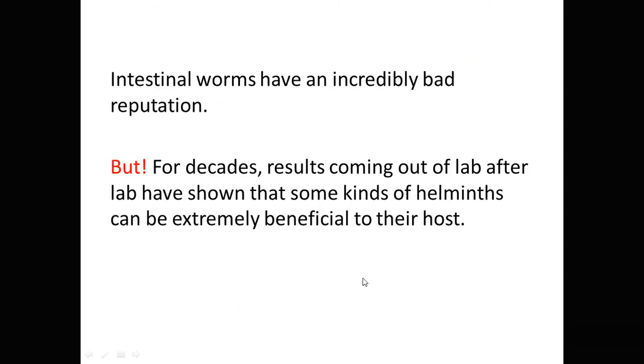Worms have a bad reputation, but there are some theories with laboratory or observational proof that, like our microbiota, helminths could be beneficial to their host as well, because we have co-evolved together, and the increased incidence of allergic and autoimmune diseases, so chronic inflammatory diseases, can be due to the lack of parasites.